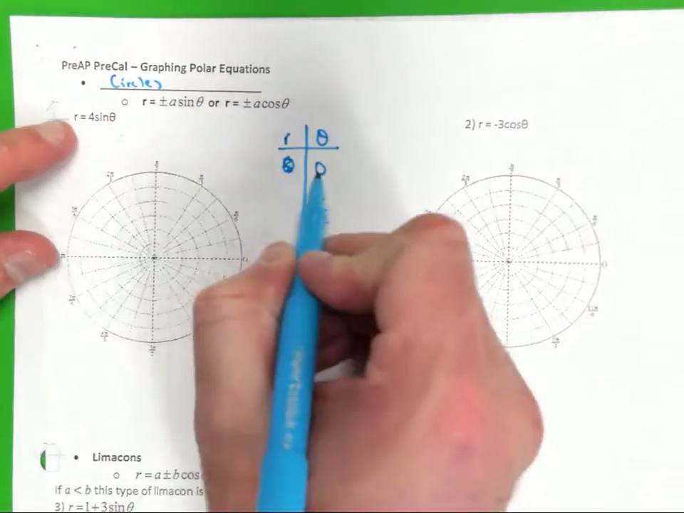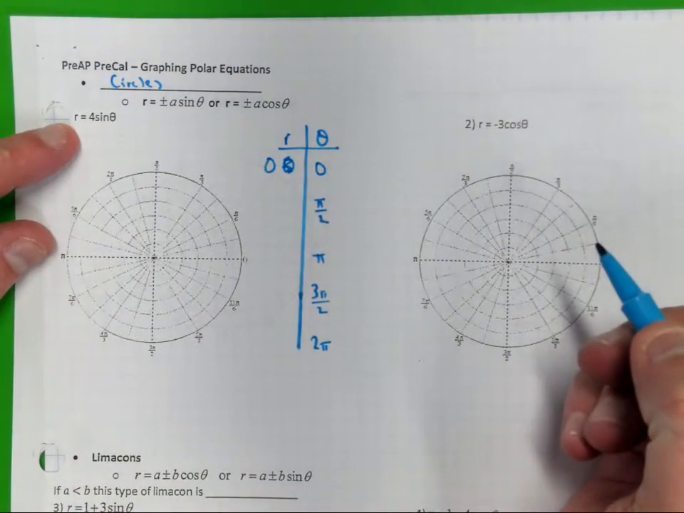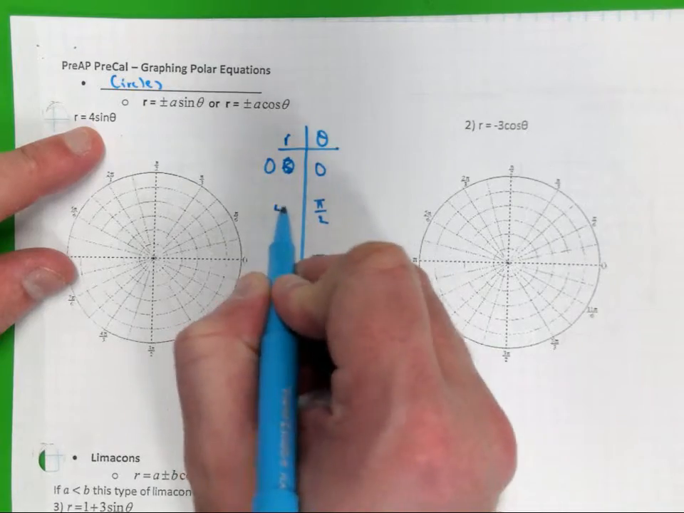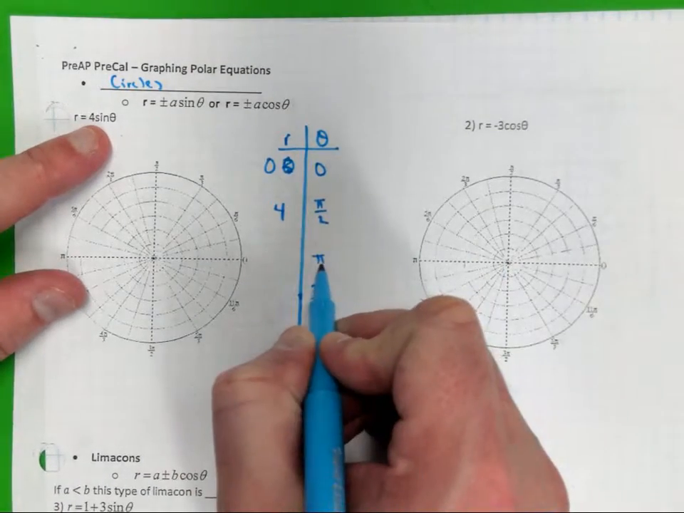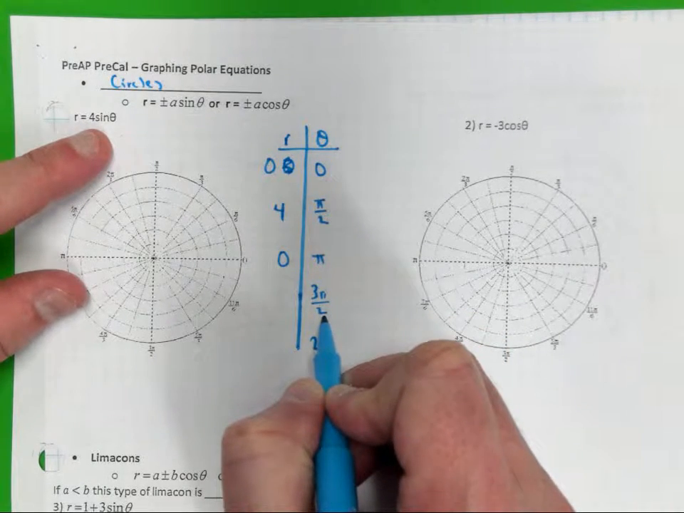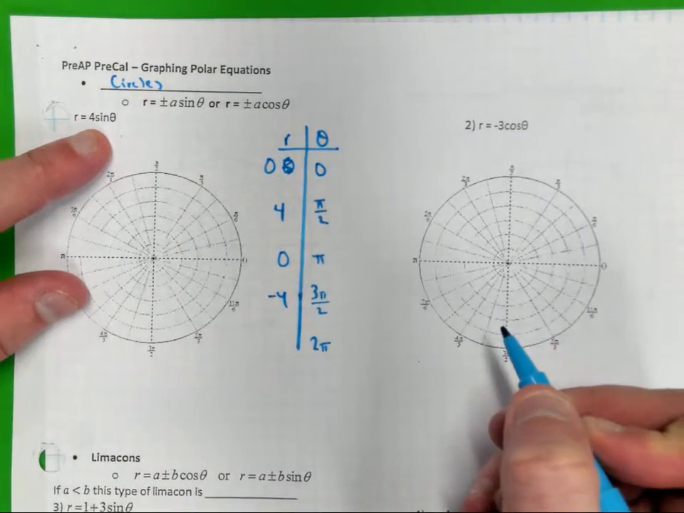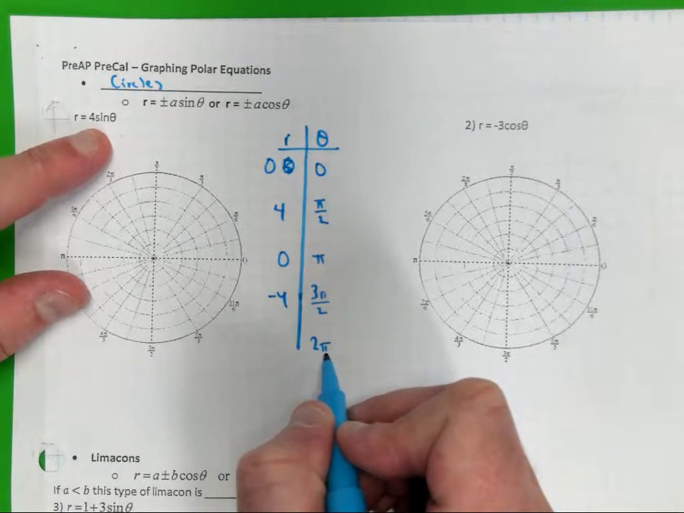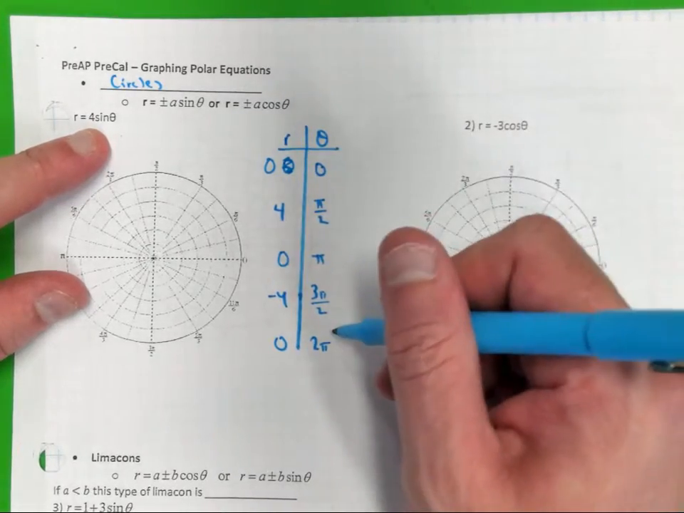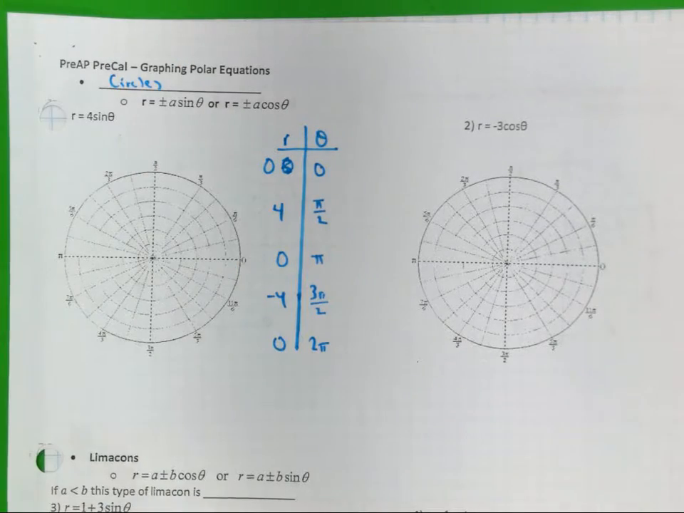What is sine of 0? 0. 0 times 4 is 0. Sine of pi over 2 is 1, times 4 is 4. Sine of pi is 0, times 4 is 0. Sine of 3 pi over 2 is negative 1, times 4 is negative 4. Sine of 2 pi is 0, times 4 is 0. These will always be the same spot, guys, because you're going to end up back where you started, okay?